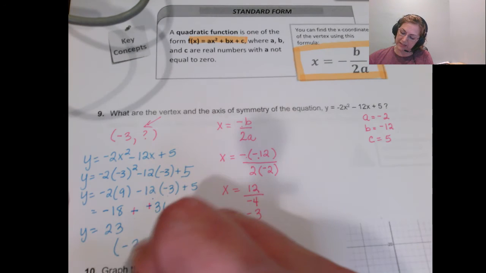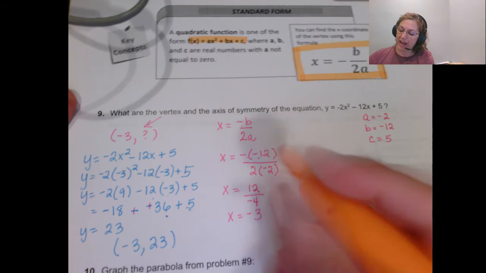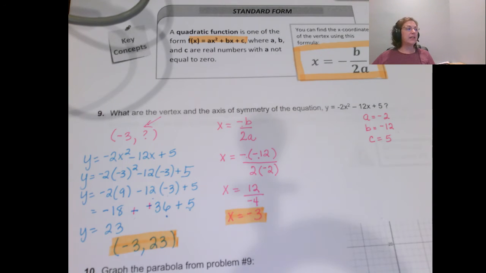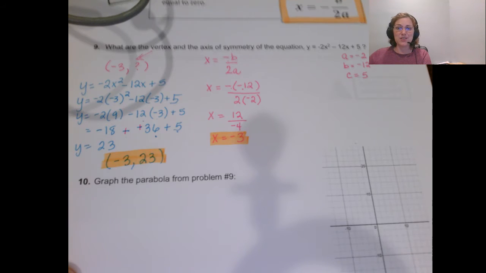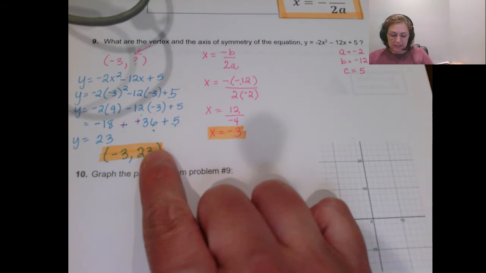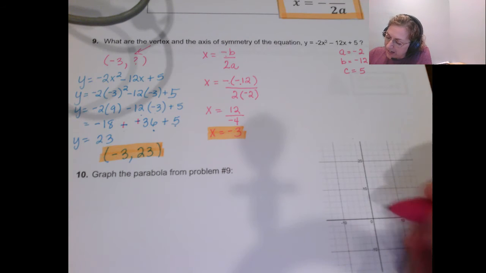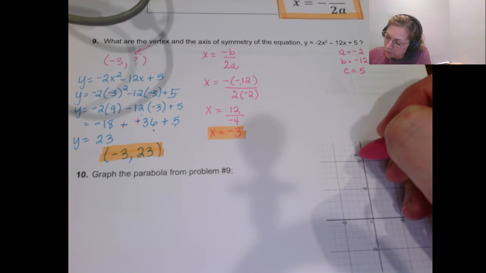So I know my vertex is at -3 and 23. Again, the first half of my vertex was my axis of symmetry. The second half I find by plugging into the original function to get that y value. Now that we know these pieces of information, we can use them to graph. Okay, so let's start by plotting our vertex. So I've got -3. Now notice my graph's going by 2's. Okay, so I know -3 is going to be somewhere in here and 23 going to be somewhere in there.